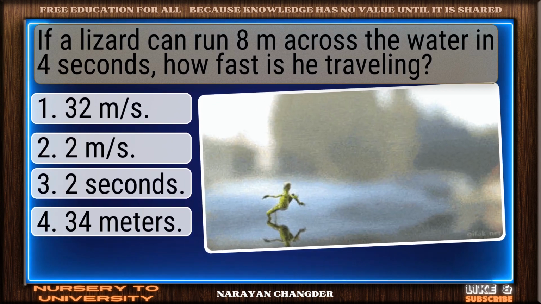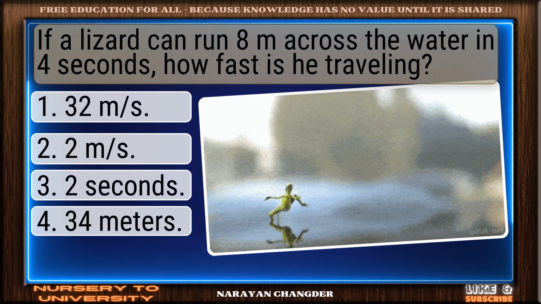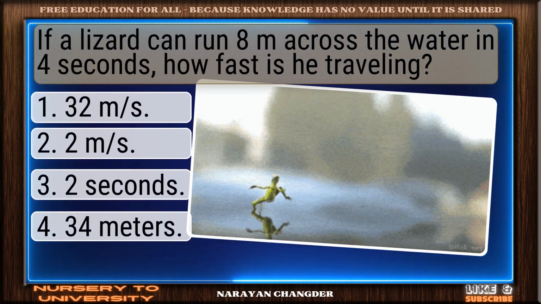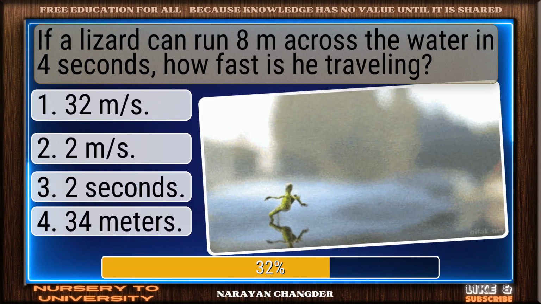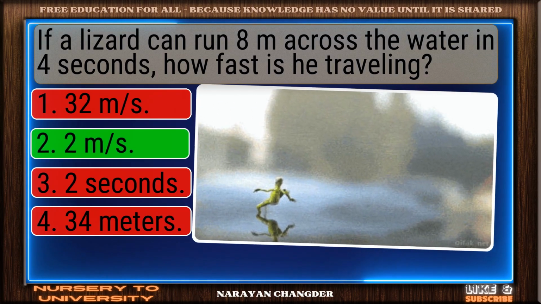Question number 25. If a lizard can run 8 m across the water in 4 seconds, how fast is he traveling? You chose 2 m/s, and it is correct.